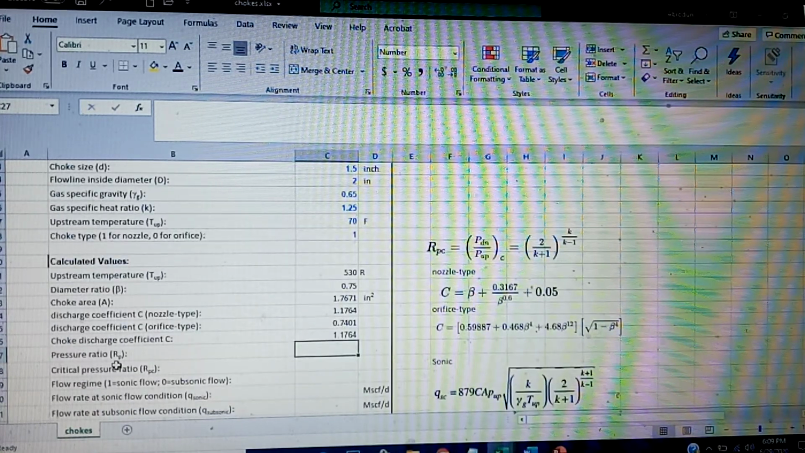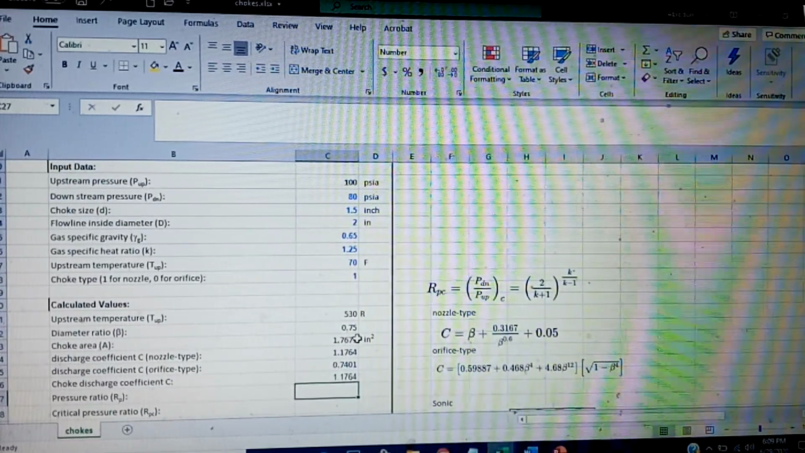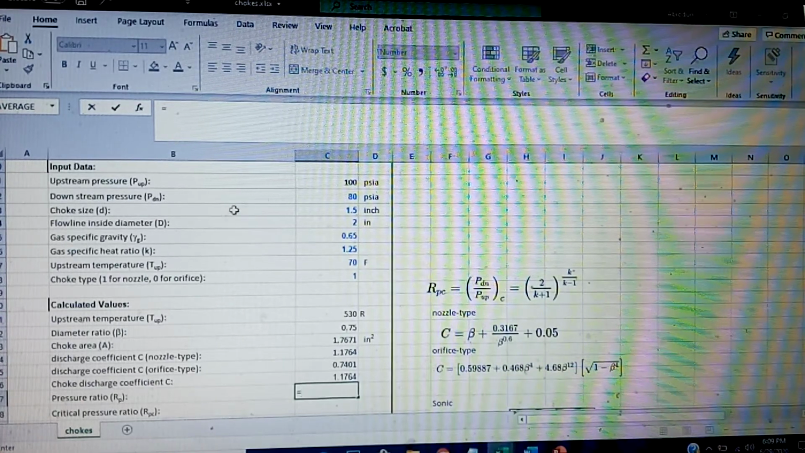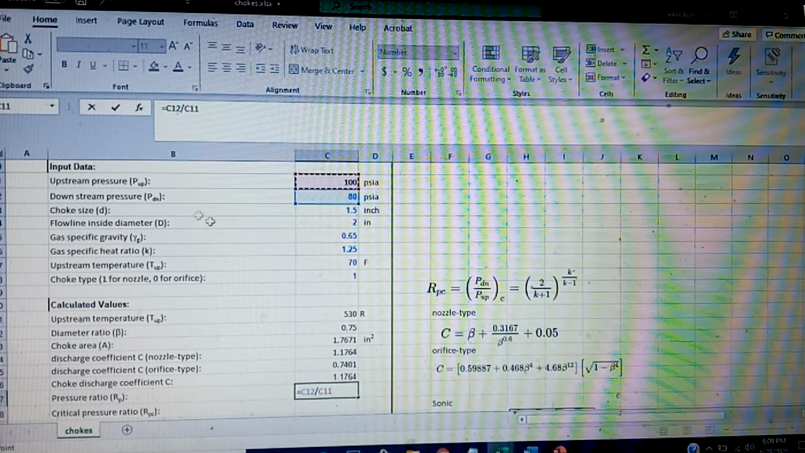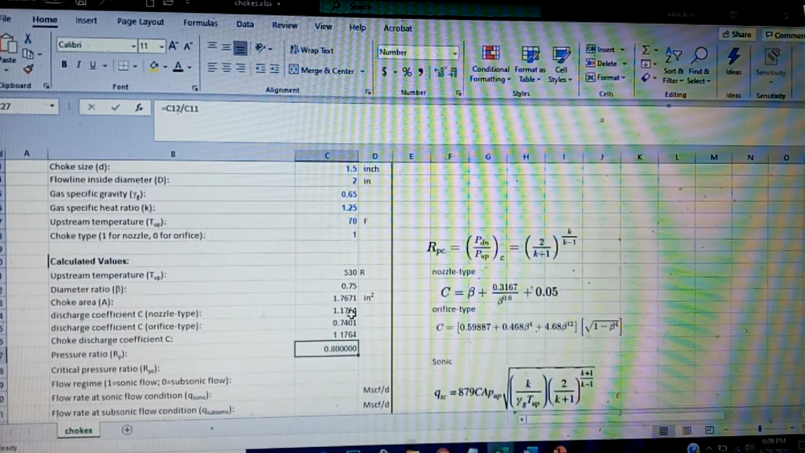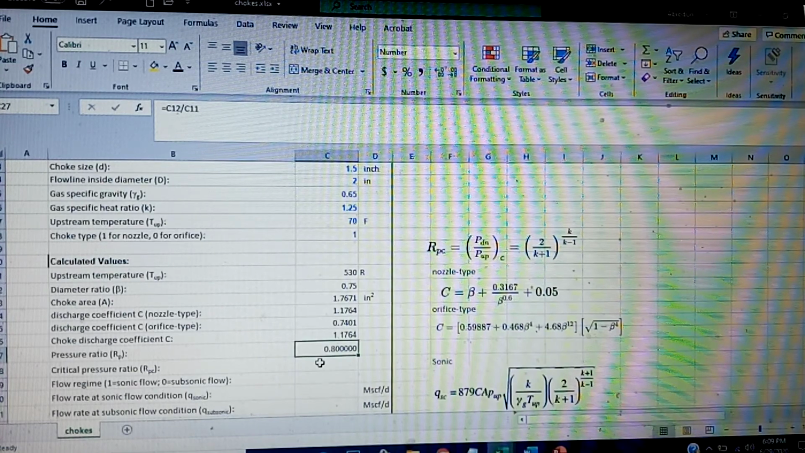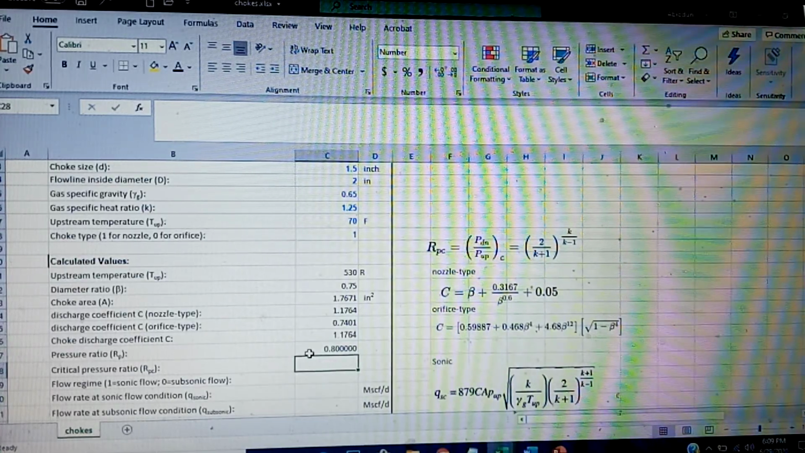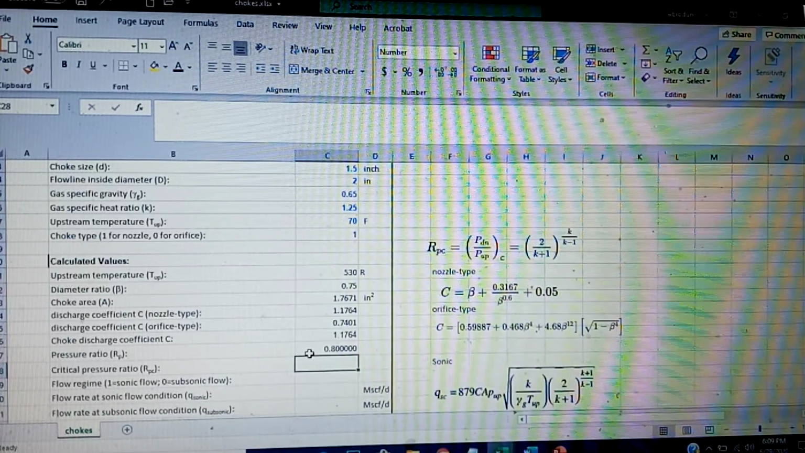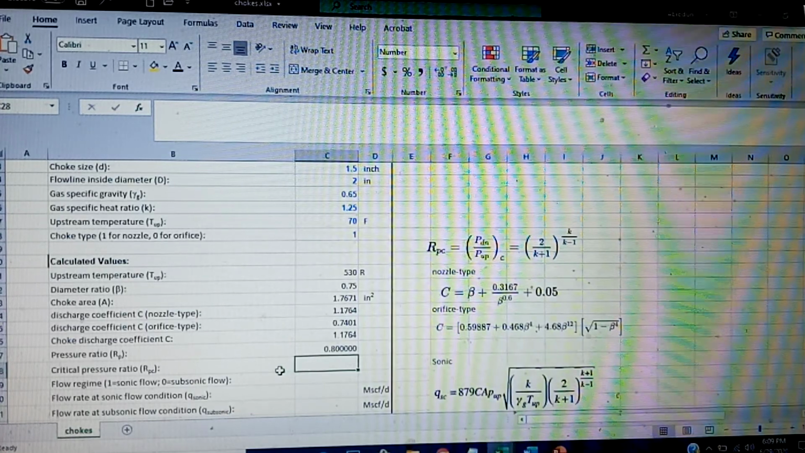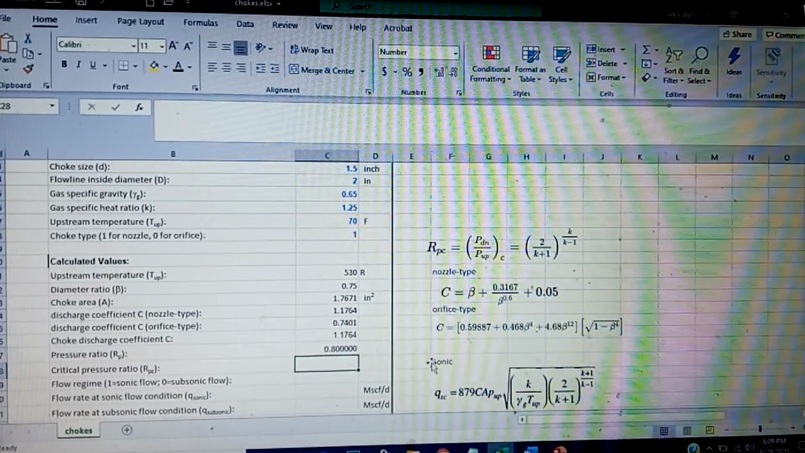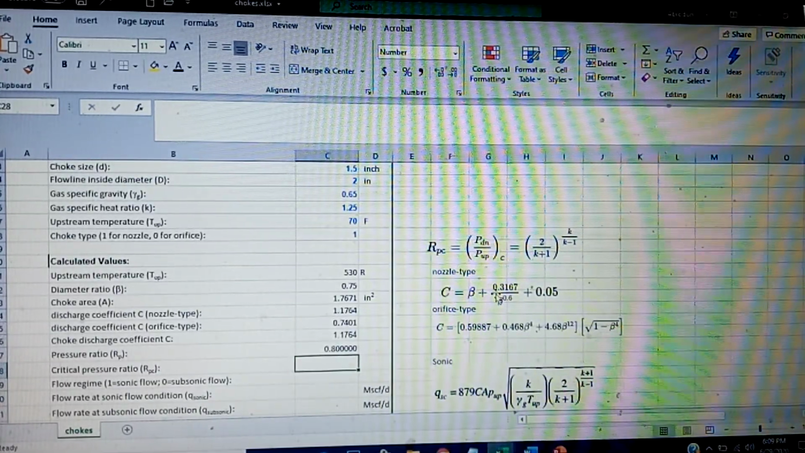So now the next one is the actual pressure ratio. My pressure ratio is the downstream pressure, which is here, cell C12 slash cell C11. Okay, I do okay. 0.8 in my case. Then the next line is the critical pressure ratio. The critical pressure ratio is the pressure ratio at which the flow will become sonic. When it's going to have Mach of 1, that's the moment you say the flow is choked. And that's going to be the max. It's going to be the point where you have the maximum flow rate.